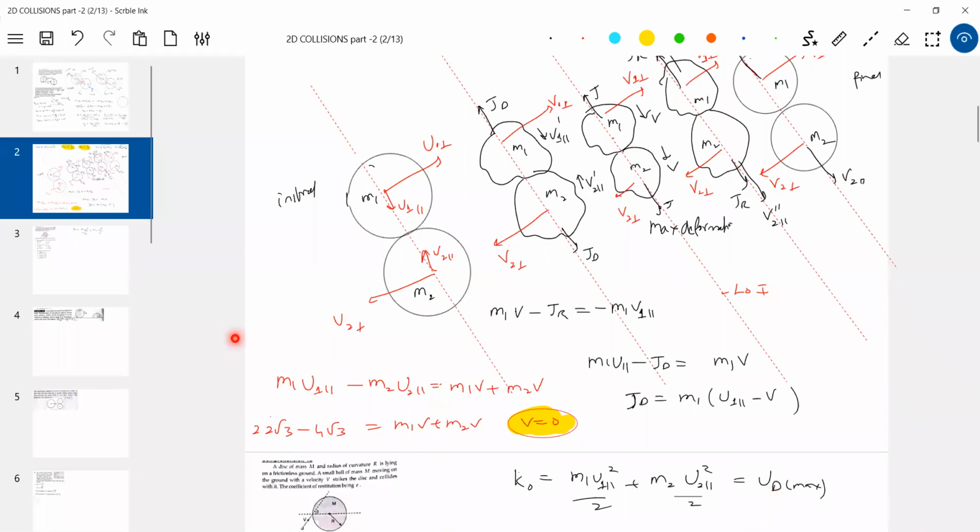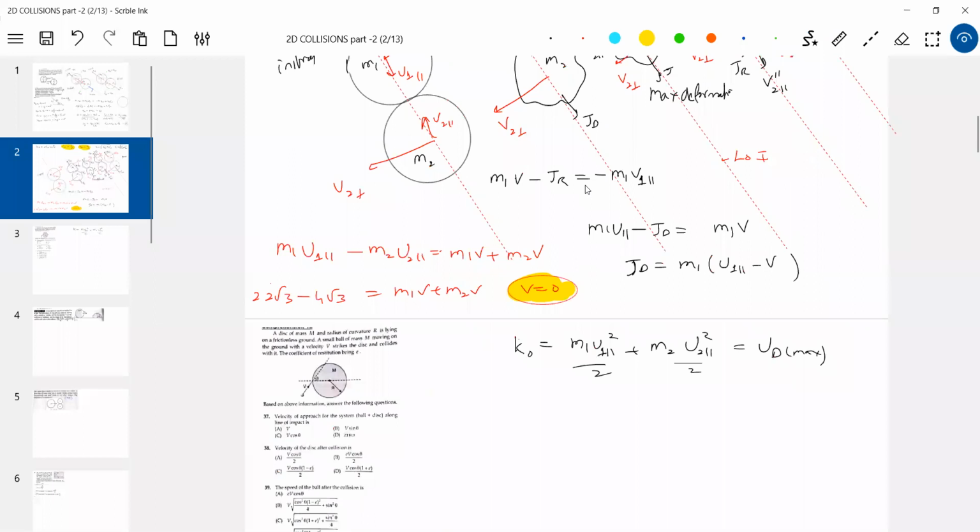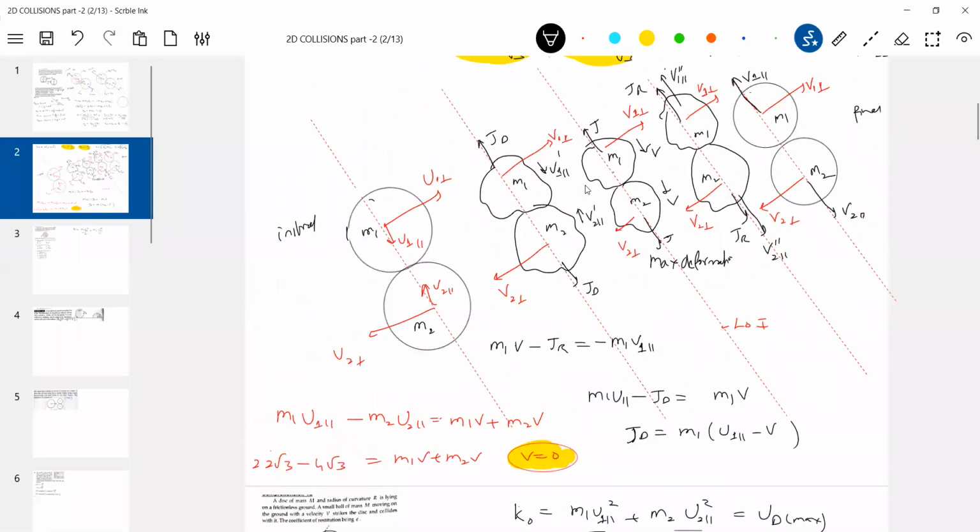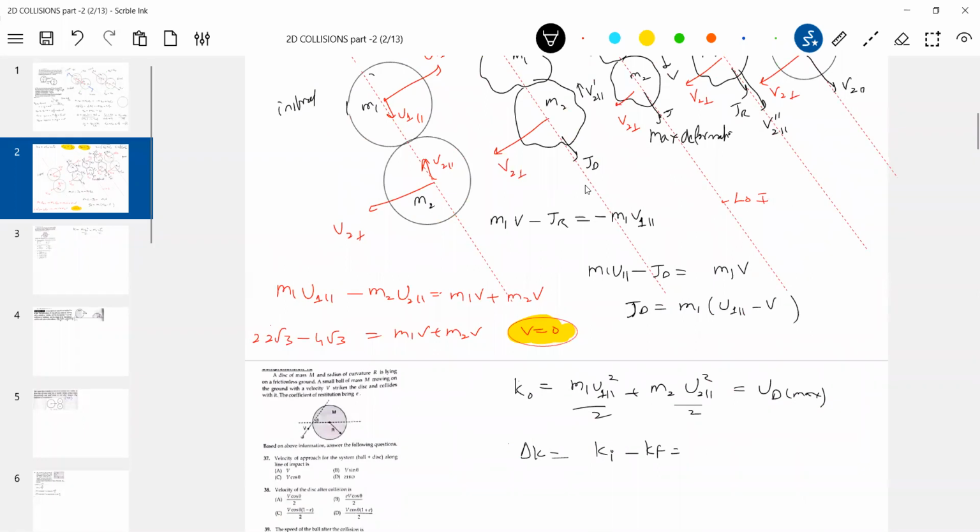Loss in kinetic energy. What to do for loss in kinetic energy? Initial loss will be delta K should be equal to Ki minus Kf. What is Ki? Here you should include all the perpendicular components. What will happen? They remain constant, no? So I'll straight away, to simplify the problem, I'll directly go for it. M1 U1 parallel square plus M2 U2 parallel square minus M1 V1 parallel square by 2.